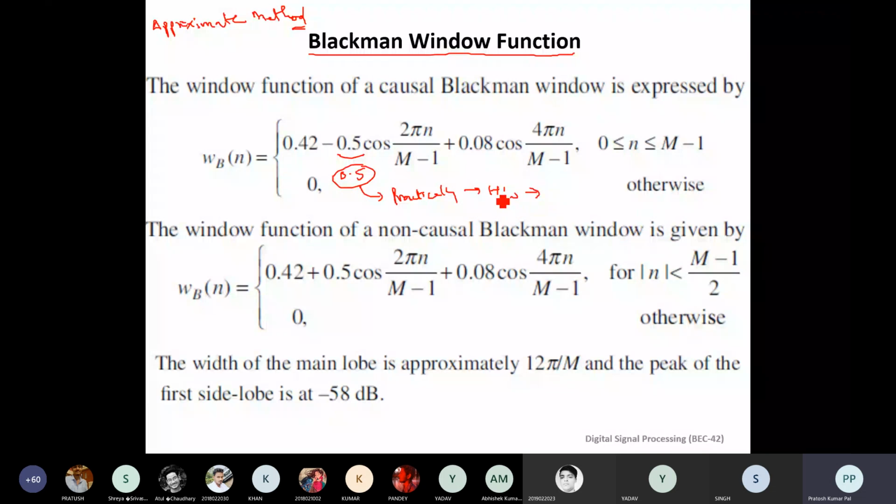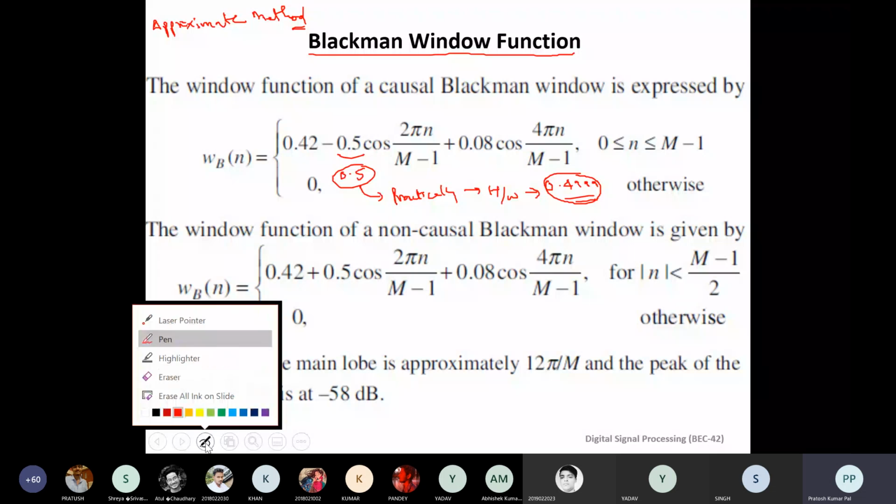it might be that instead of 0.5, we will be getting 0.4999, similar to this. We would not be getting the exact value. So this filter designing is an approximate analysis or approximate design.